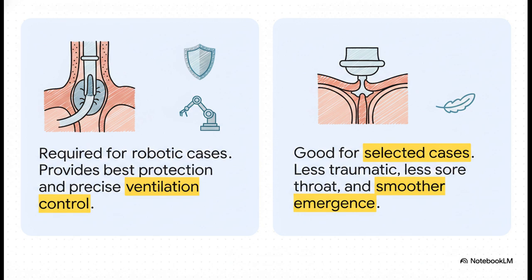But for a lot of standard laparoscopic cases, the modern second-generation supraglottic airways like the ProSeal LMA are fantastic alternatives. They mean less trauma to the airway and a much smoother wake-up for the patient.